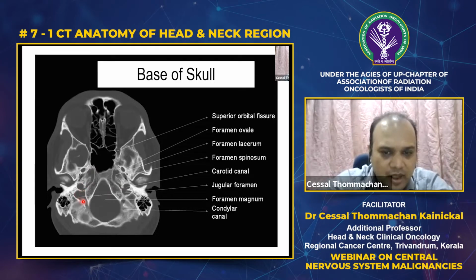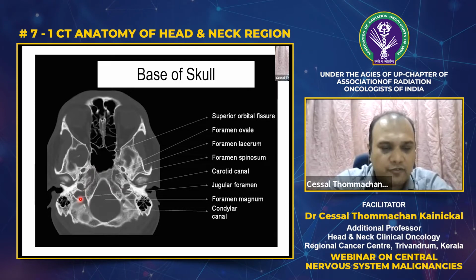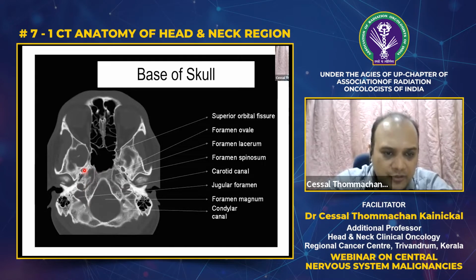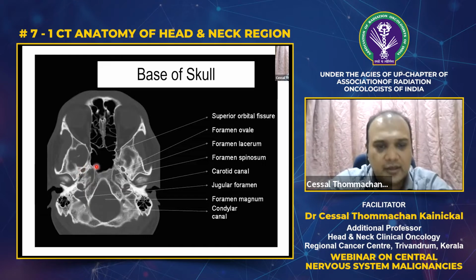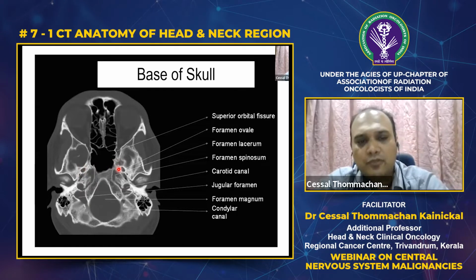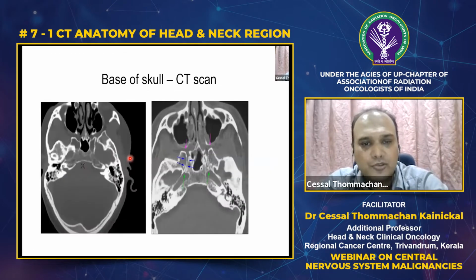So this is the jugular foramen. This is the carotid canal. This is the foramen lacerum. You have the foramen spinosum here, foramen ovale. So the structure which I have not shown is the foramen rotundum that I will show you.